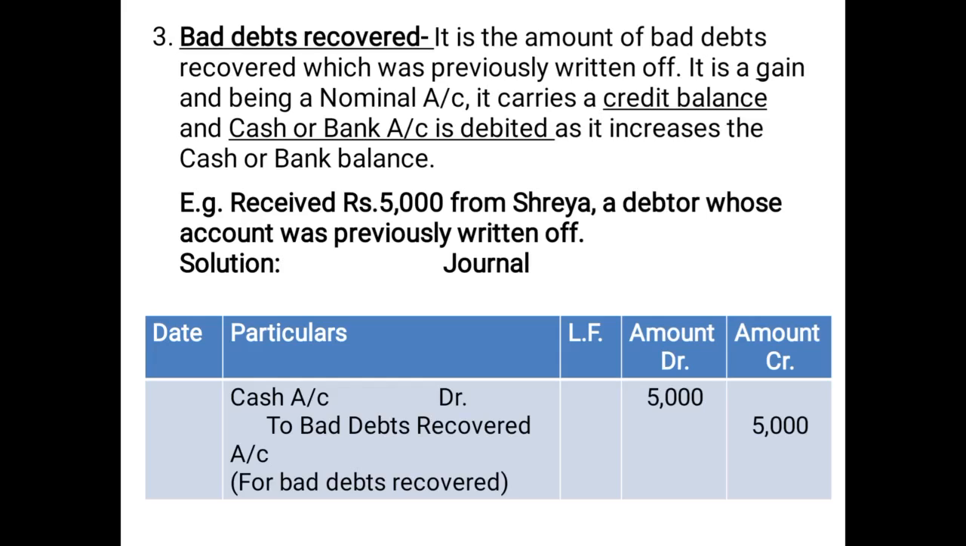So for example, received rupees 5,000 from Shreya, a debtor whose account was previously written off. That means Shreya was once a debtor who might have become insolvent, whose account might have been written off, and now she is returning the amount of 5,000 which was previously written off. So this will be termed as bad debts recovered.